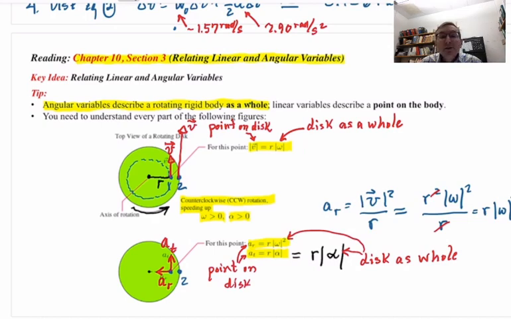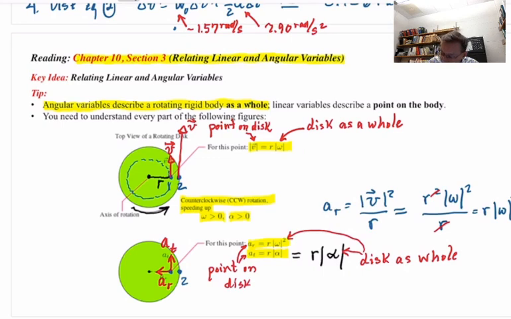Use these two equations I've just highlighted. Both points have the same omega and the same alpha. Every point on the disk has the same omega and the same alpha. But they have different r's, and point 2 has a bigger r than point 1. So the A tangential and the A radial, both of them, are bigger for point 2 than point 1. Watch out for that.